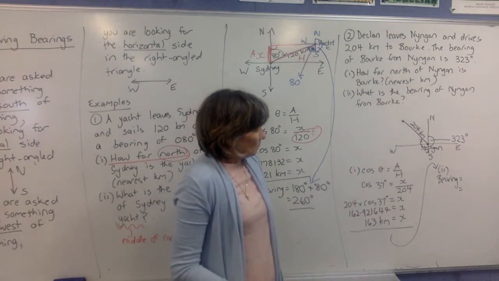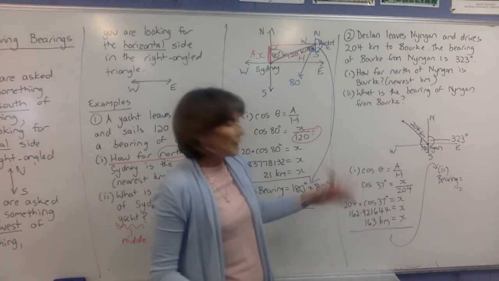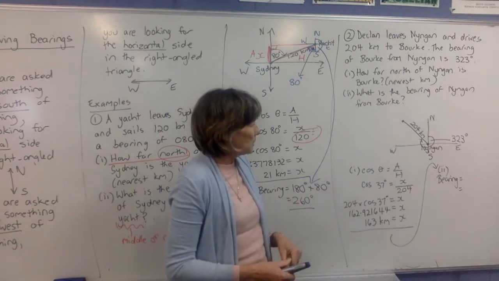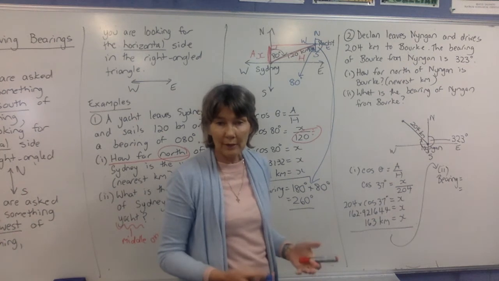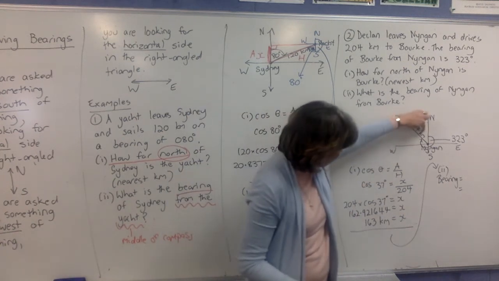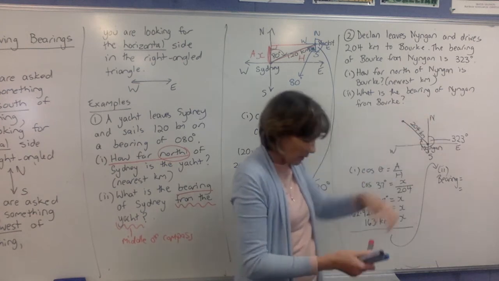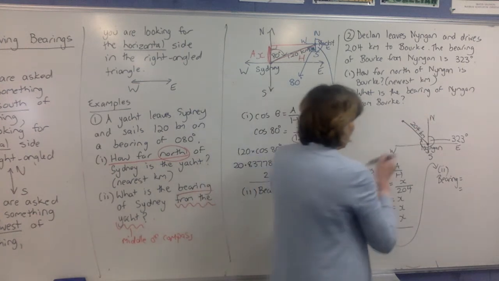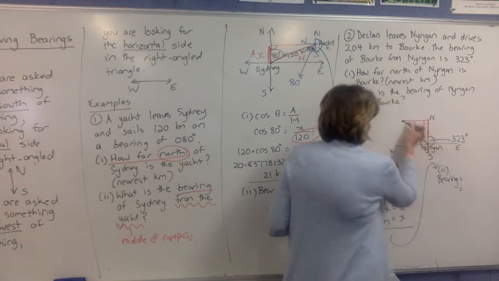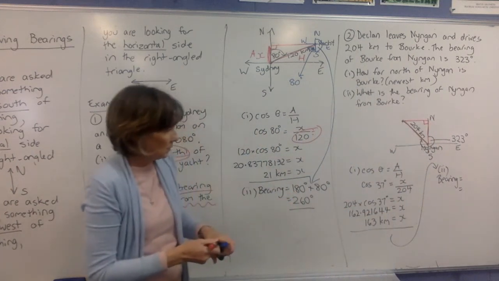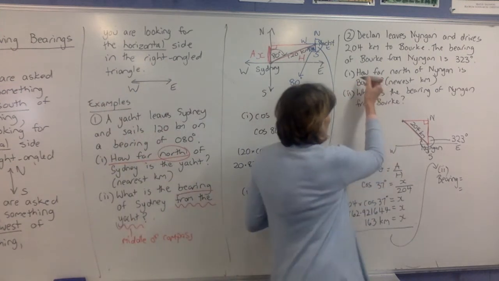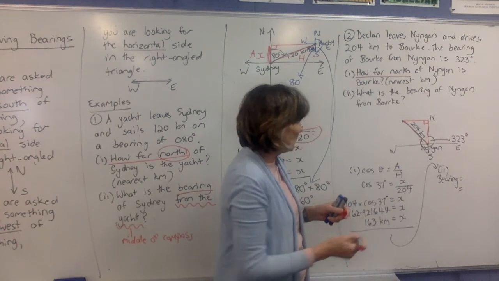Now, in this one, we don't actually have any angles that will be definitely inside the triangle, so it really depends which angle you feel like finding. Do you feel like finding this one here? Or do you feel like finding this one here? I think I like that one, so I'm going to do this way. So there's my triangle.